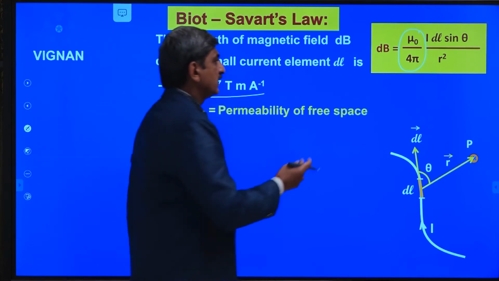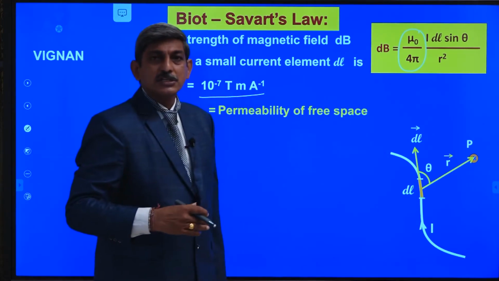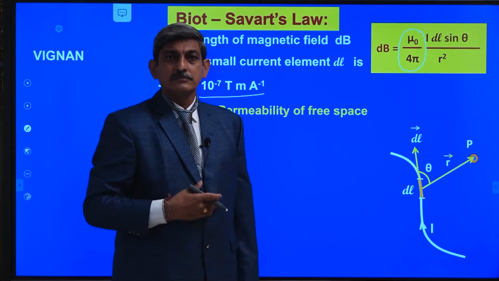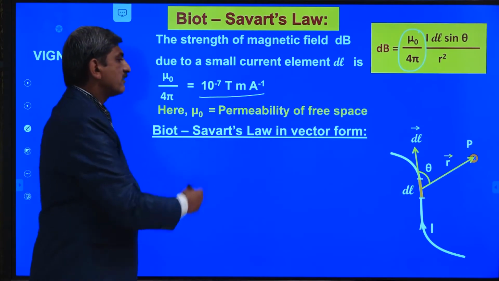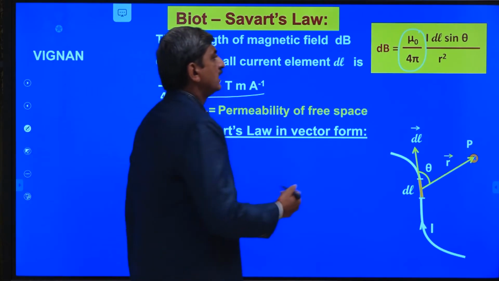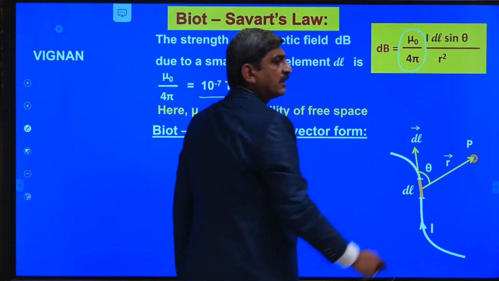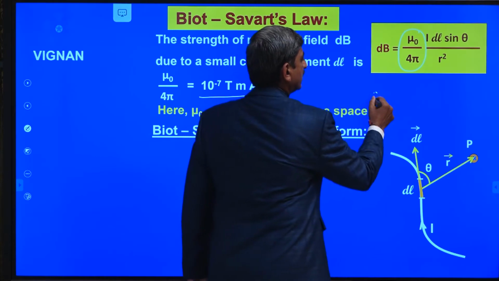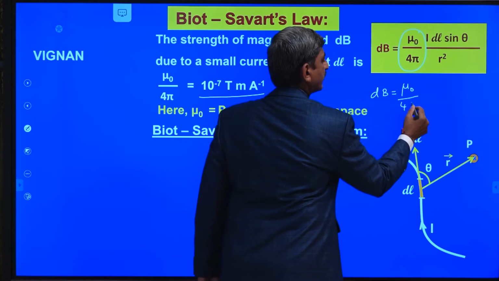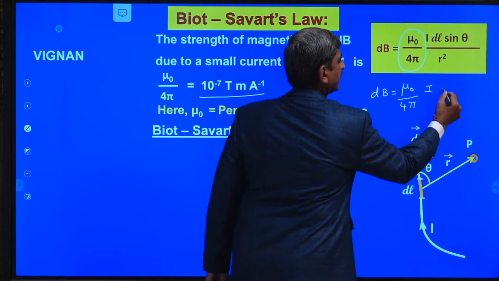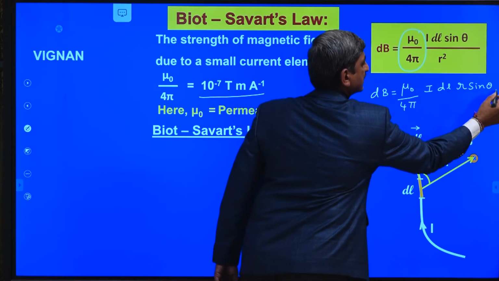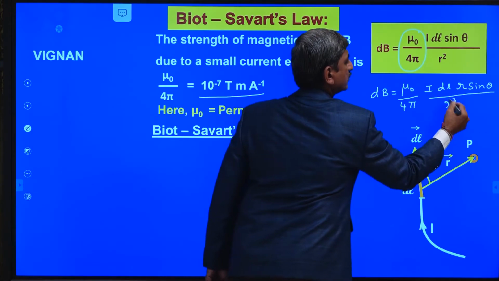Now we know that this dB is a vector quantity, so I am going to express the magnetic induction in vector form. For that, let us see the Biot-Savart's law in the vector form. To write it in the vector form, let us multiply the numerator and the denominator by R. Then it becomes dB is equal to mu naught by 4 pi I dl R sin theta divided by R cube.